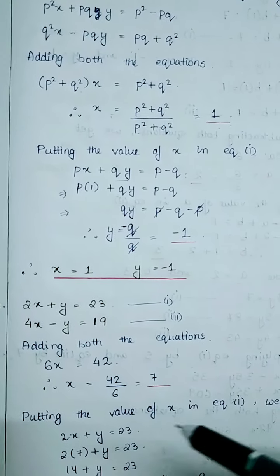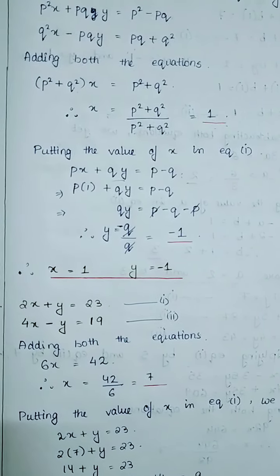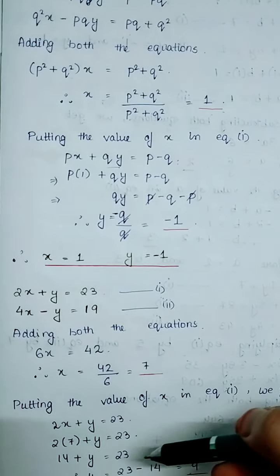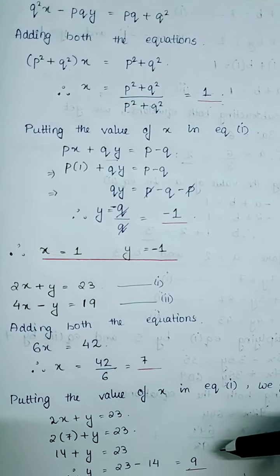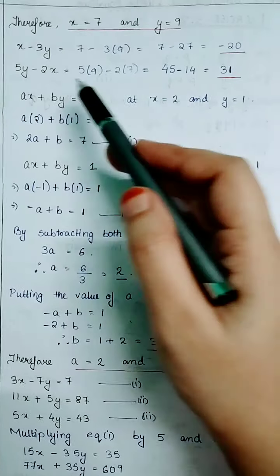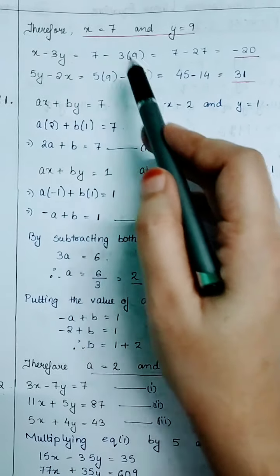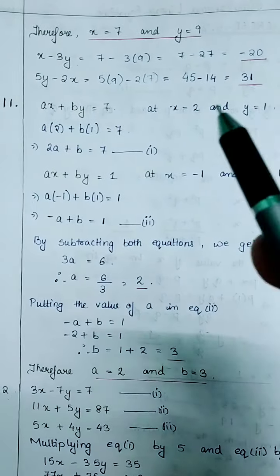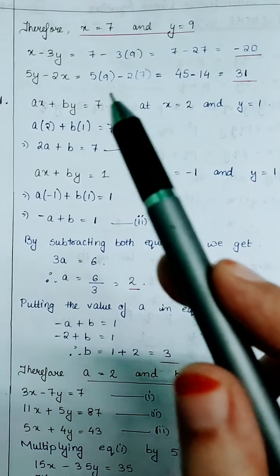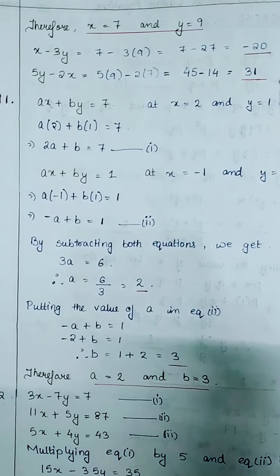So 7 twos are 14. 14 plus y is equal to 23. So y is equal to 23 minus 14, that is equal to 9. So x is equal to 7 and y is equal to 9 we have got. Now we have to find the values of these two expressions. So we put the values: 7 minus 3 multiply 9, that is 7 minus 27, that is minus 20. And 5y minus 2x, that is 5 multiply 9 minus 2 sevens are 14, so that is 45 minus 14, that is 31.